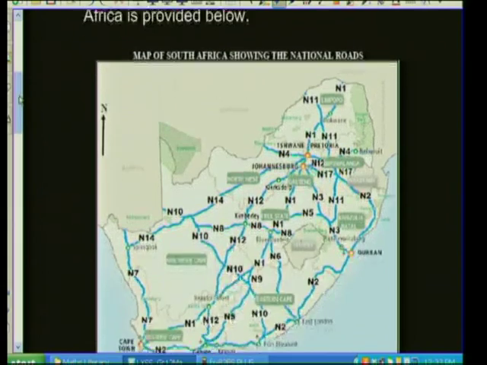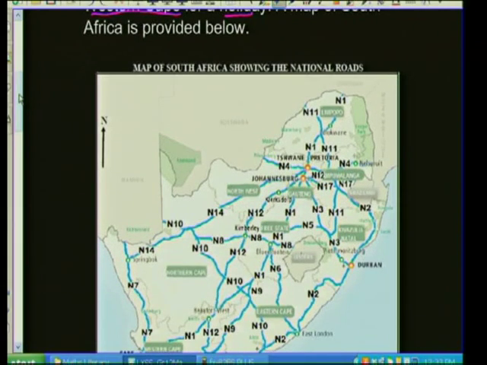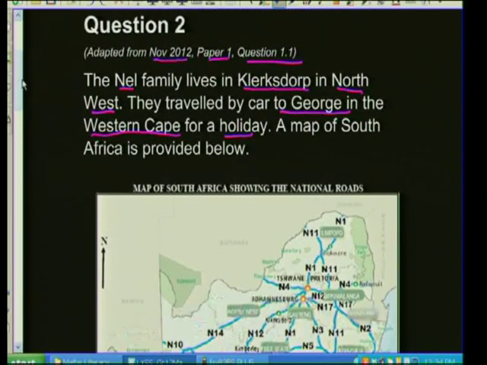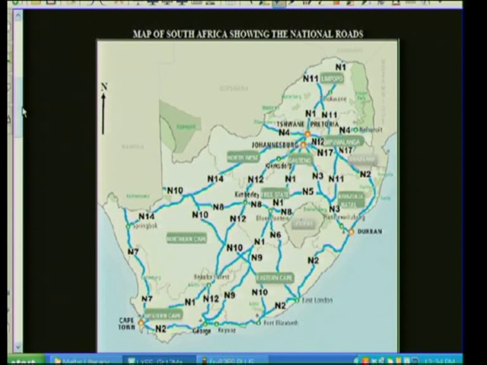Now, whenever we get a map, I like to look at the map, understand the map. Whenever you get a map or you get a picture or you get a table, interpret it first. So this is a map of South Africa. We need to find where they live. They live in Klerksdorp, so I'm going to mark that. There's Klerksdorp. Hope that you can see the pink.